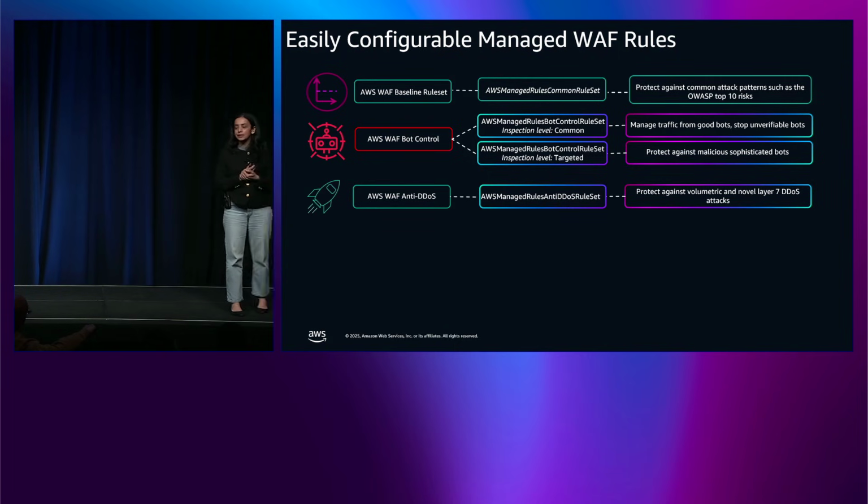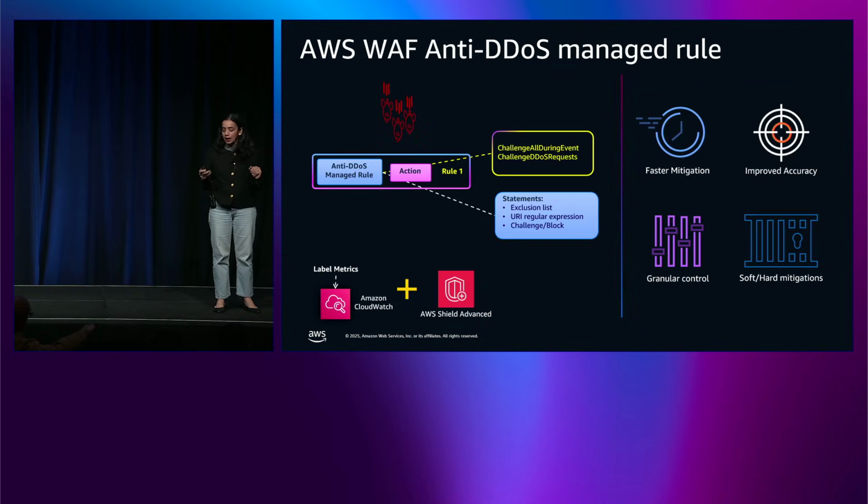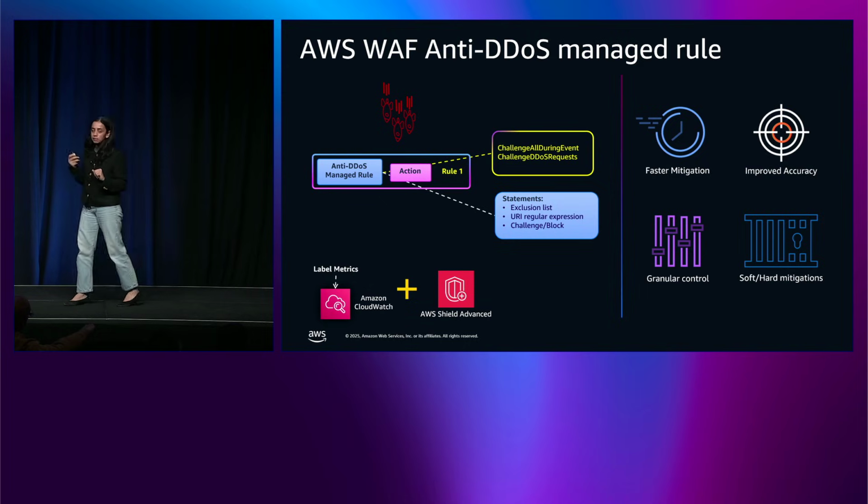Other rule sets that are available are DDoS protection rules. I'll talk about this in a little more detail because we made some changes that are interesting over here. And also rules that prevent account fraud, account takeover, and such. So with these sets of managed rules, AWS WAF makes sure that you have basic security configurations that are available and easily applied.